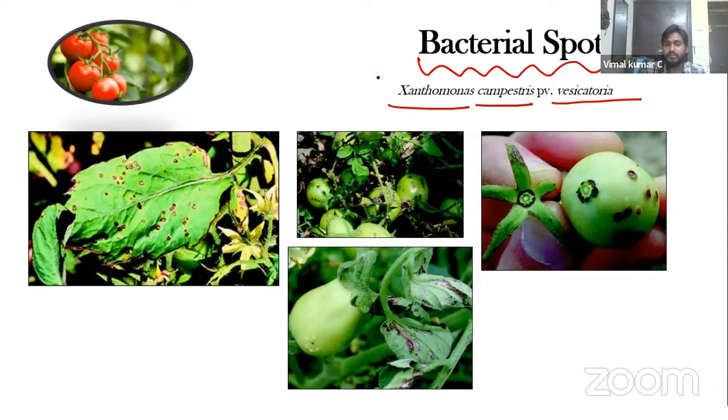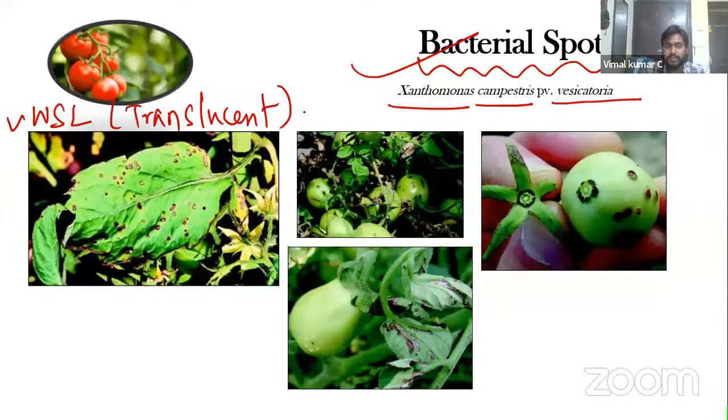If you have entered the field and want to identify whether it is infected with bacterial spot or not, how are you going to identify it? As I told, you can check for water-soaked or translucent lesions. Then the center will be grayish in color, and the outer region will be black or brown. Then it will have a yellow halo.